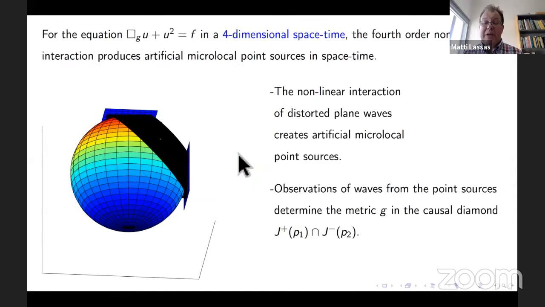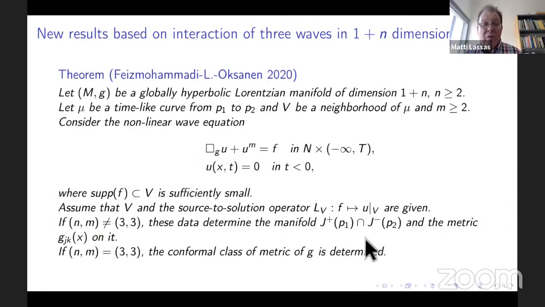So we use the interaction of four plane waves to create point sources. And these point sources, roughly speaking, determine the metric in the causal diamond, that is, the set where the wave can propagate and return back to the area where we do observations. So this is what we did in 2018 and before that. Now we have a new technique.